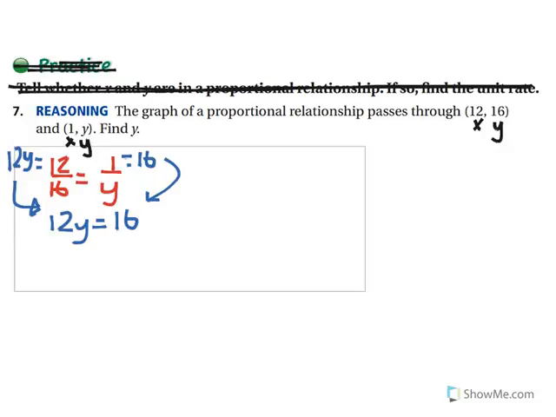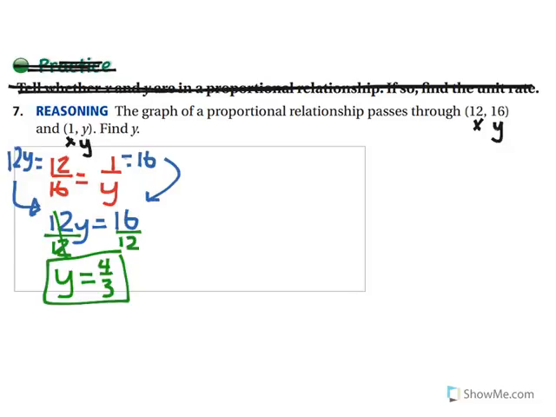Hopefully this makes sense to you now. I'm going to have both numbers divided by 12 to get rid of the coefficient. I'm left with y. 12/16, it can be simplified. If I divide 16 and 12 both by 4, I get 4/3. So the y value must be 4/3 to make this true.